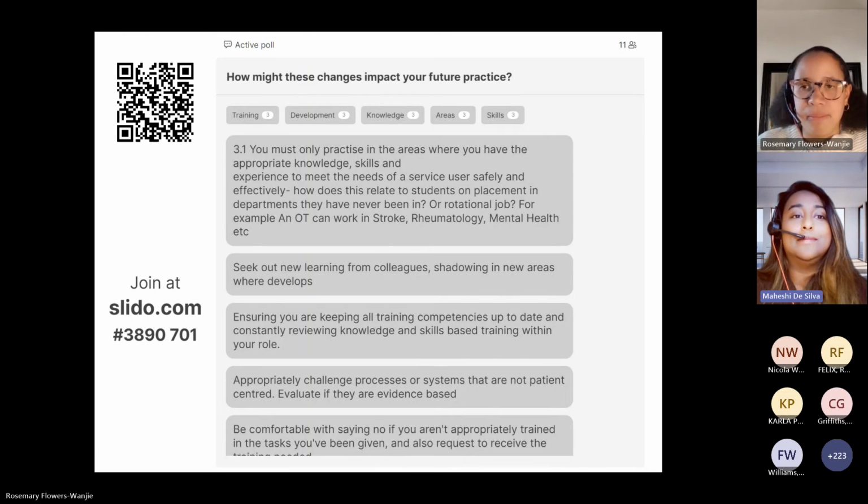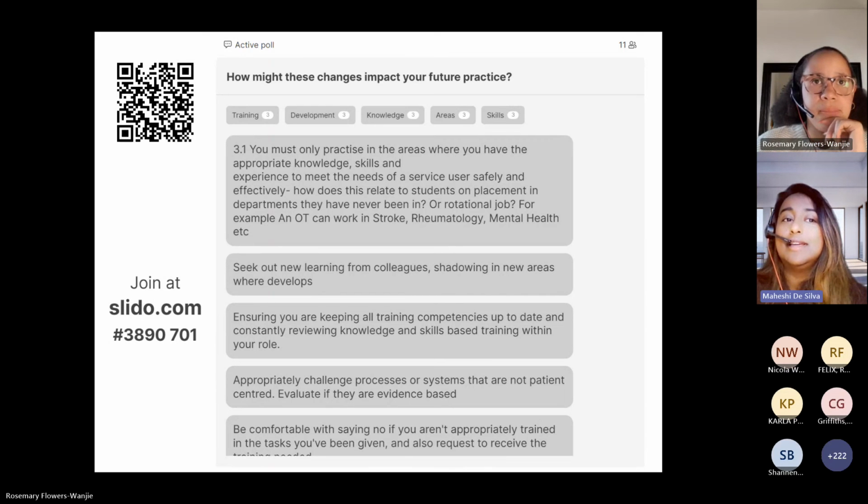Yeah, definitely. Got another one here on seeking out new learning from colleagues and shadowing in new areas where developed. I guess that ties into an earlier comment on Slido as well about not being aware is not good enough. So actually making those steps forward to make sure your training and competencies are up to date is important. So that recognition and I think that reflection is really good.